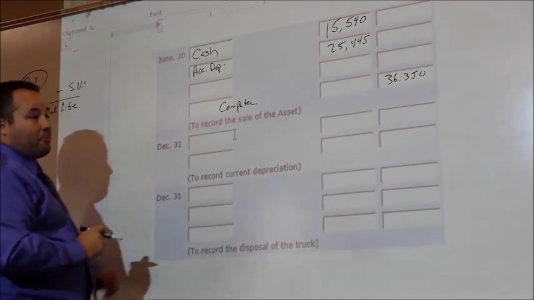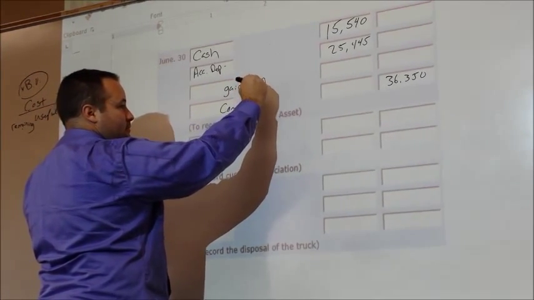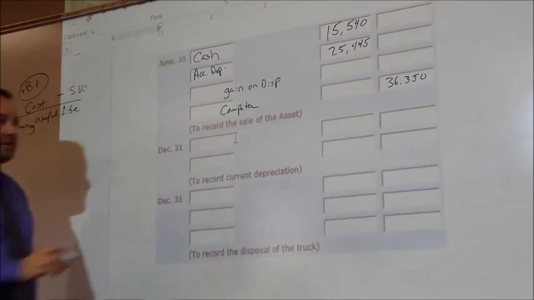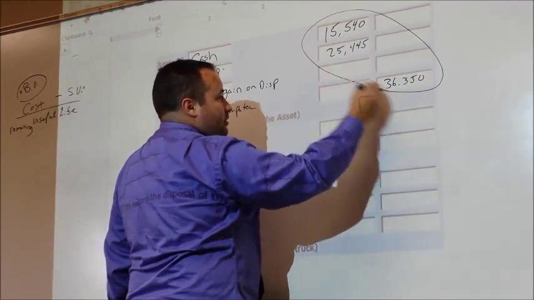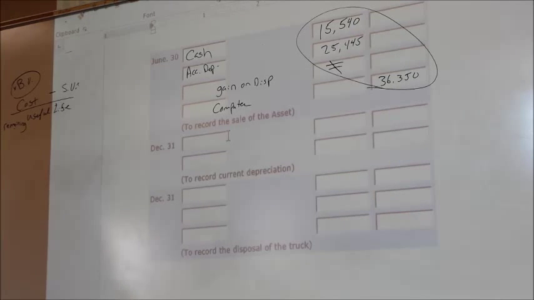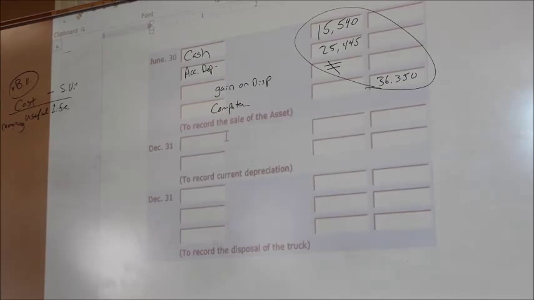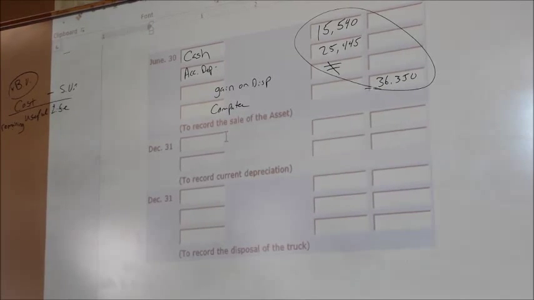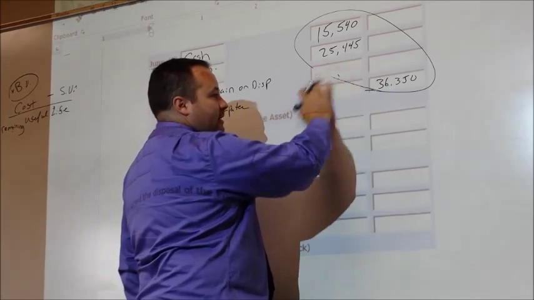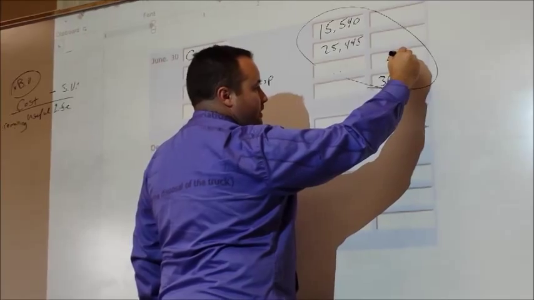We determined that I brought in more than the computer was worth on my book, so I had a gain. Gains are always a credit, and that makes sense because right now my journal entry does not balance if I would just leave it at that. My debits are almost 41,000, and my credit is only at 36. So I obviously need to have another credit here as a gain for, what is it? 4,635.